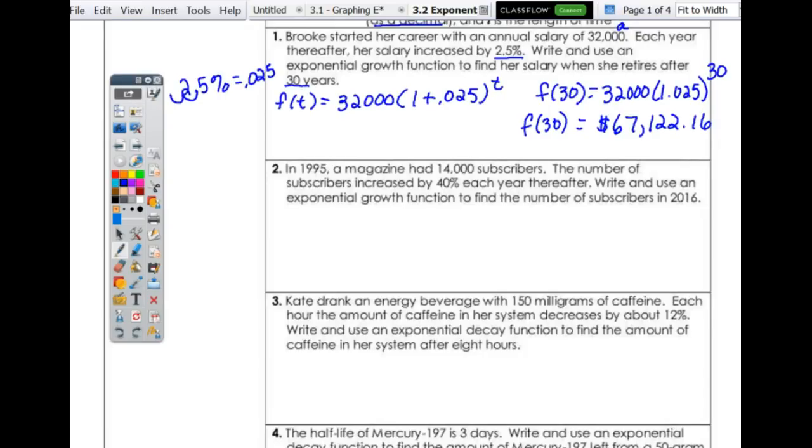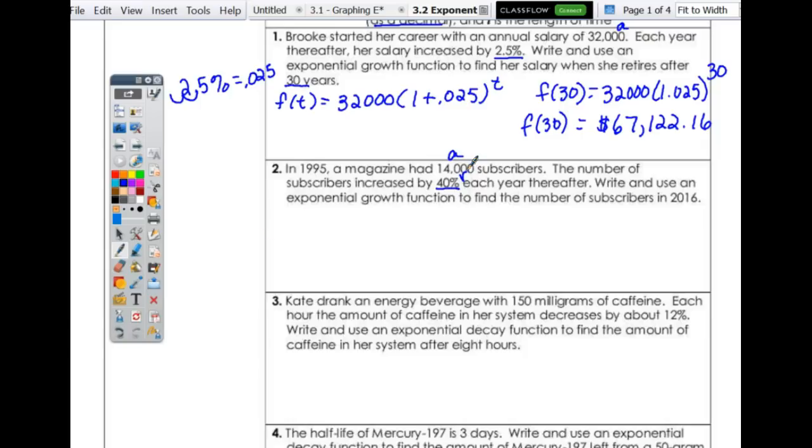In 1995, a magazine had 14,000 subscribers. So this is my A. The number of subscribers increased, so this is a growth, by 40%. So this is your R. Each year thereafter. Write and use an exponential growth function to find the number of subscribers in 2016.